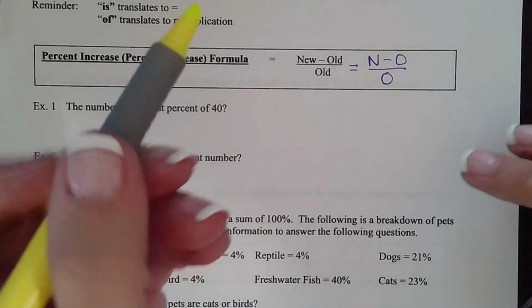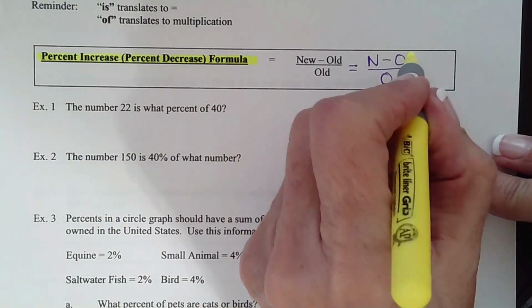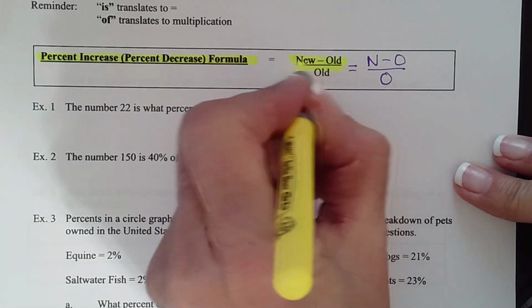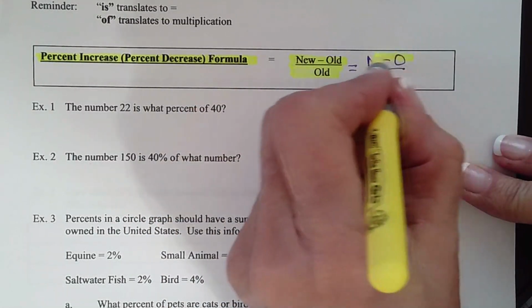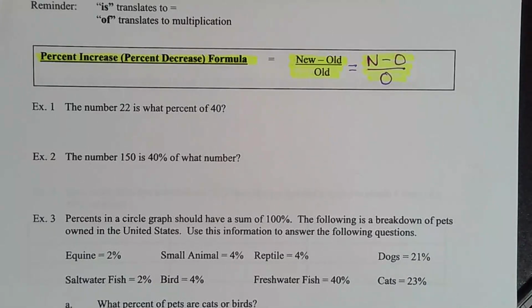So let's go ahead and highlight that, since that's a pretty key formula in percents. There's a lot of times they ask us, wow, how much did that go up? What percent did that price go up? Or what percent did that price go down? And now all you have to remember is N over O. So new minus old over old.